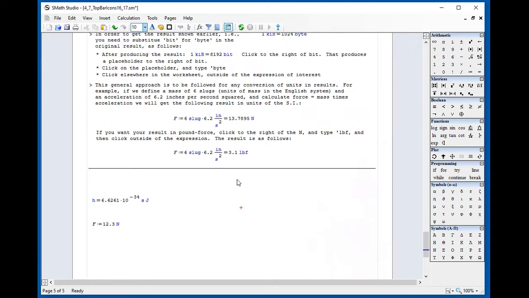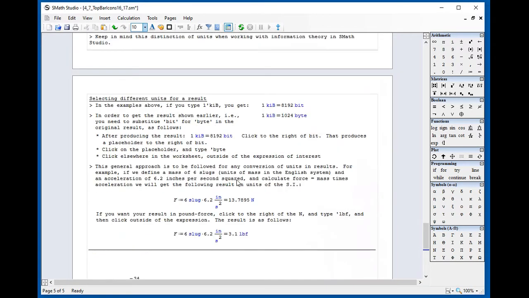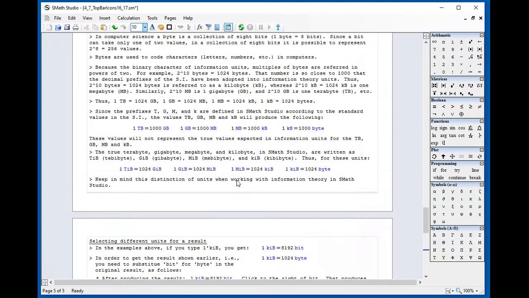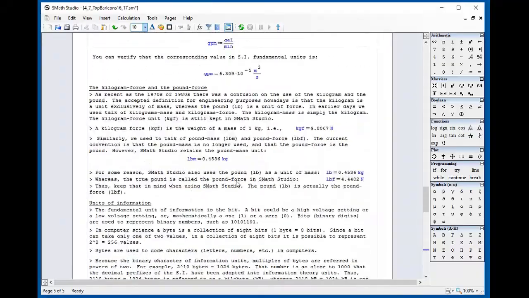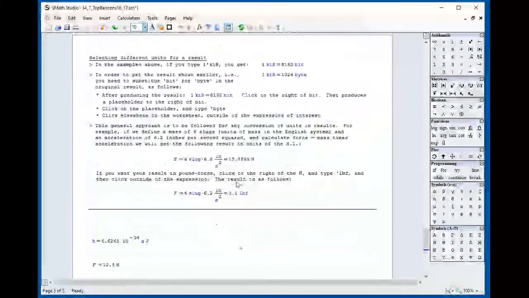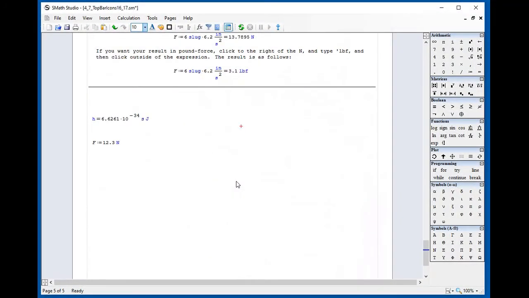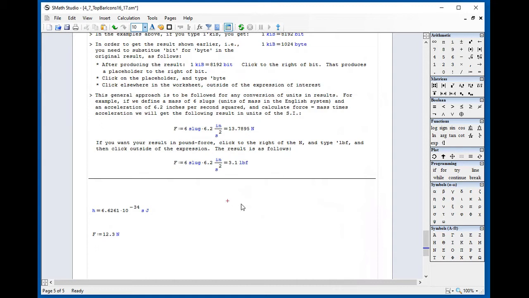And so there is a lot of information regarding the use of the kilogram force and the pound force. That's a little bit of a headache, because in the past there used to be something they call the kilogram force. So if you want to know what the kilogram force is, you type "kgf" equals, and that's 9.8 newtons. That's just the weight of 1 kilogram.